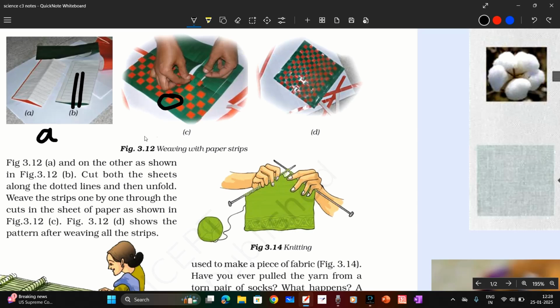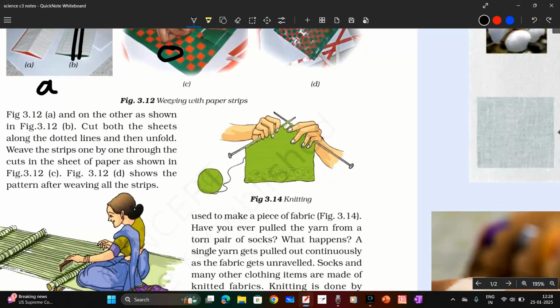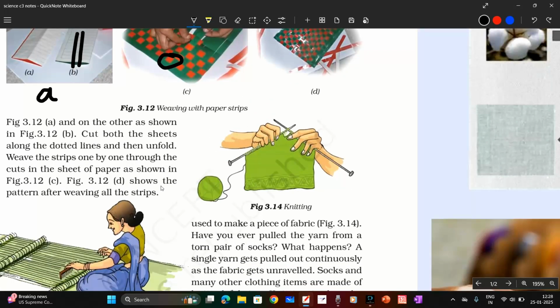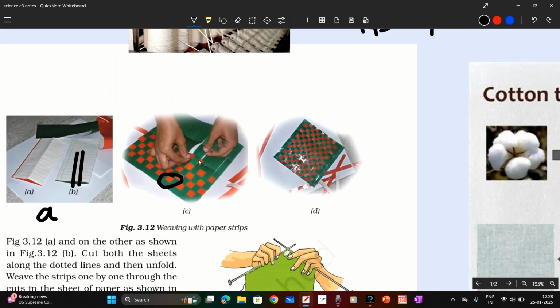After doing all these cut lines, you have to arrange the sheets in this manner, as shown in figure B. Next, as shown in figure C, they have shown here the pattern after weaving all the strips. You have to arrange the strips in this manner. After that, the weaving will be completed. It should look like this.